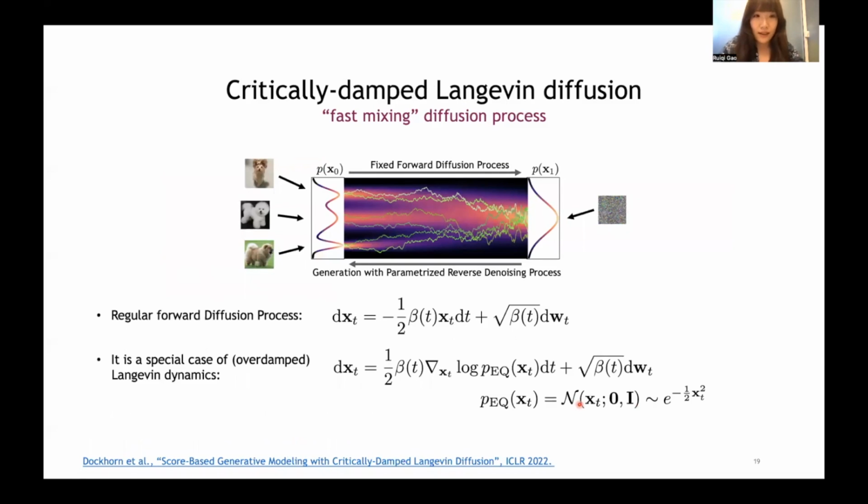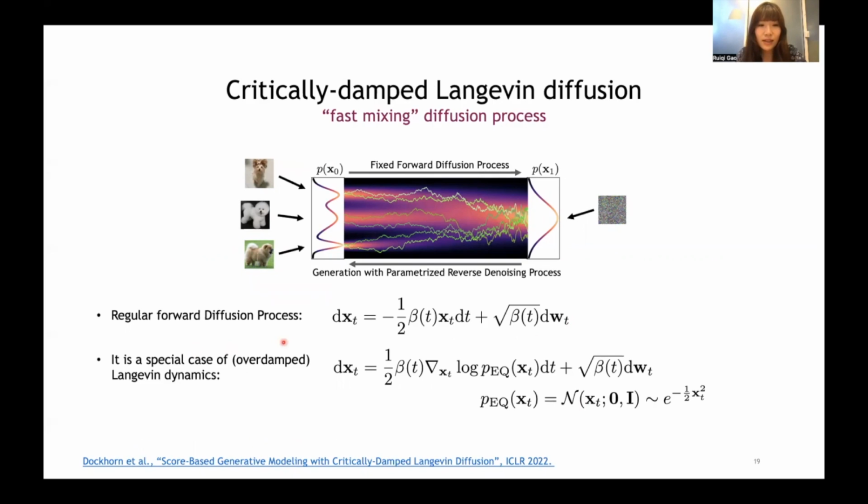Okay, the third work I'm going to discuss for advancing the forward process is the critically damped Langevin diffusion model. Basically, they are trying to find a faster mixing diffusion process by using certain background knowledge from Markov chain Monte Carlo, to see how this forward process is related to MCMC.